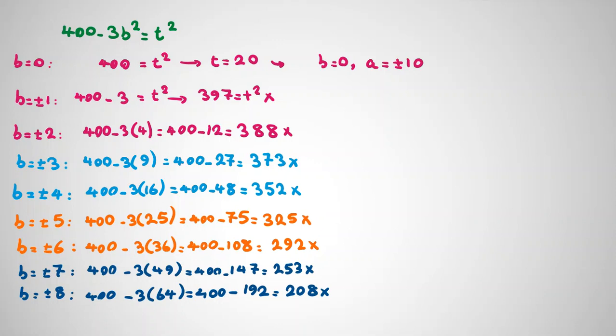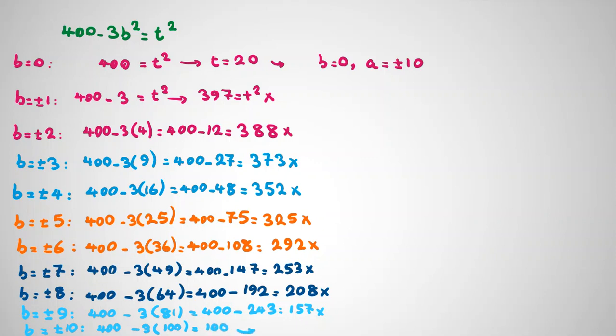Two numbers are left. First number is b equal to plus minus 9. So 400 minus 3 times 81, so it will be 400 minus 243, which will be 157. It's not a perfect square. The last one, b equal to plus minus 10: 400 minus 3 times 100. It will be 400 minus 300, 100. It's good because it is a perfect square. So b is plus minus 10.